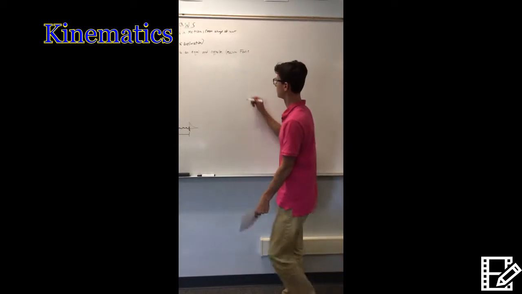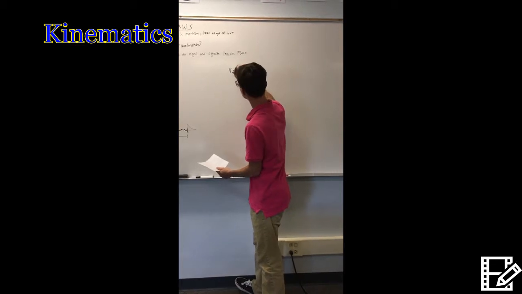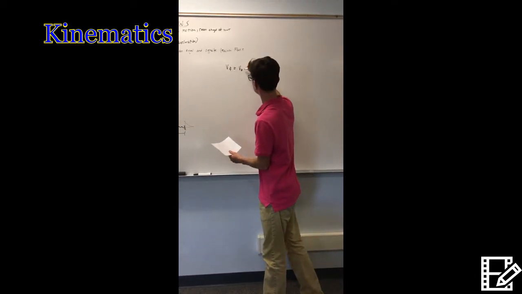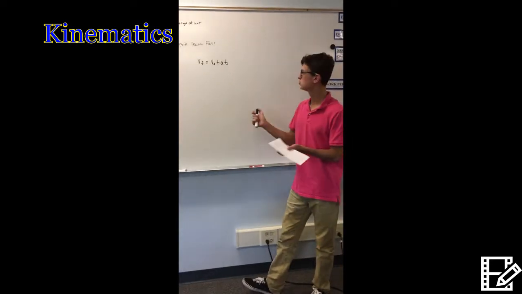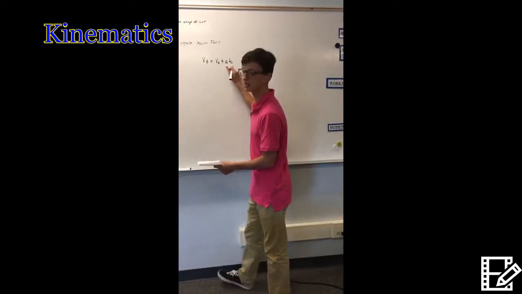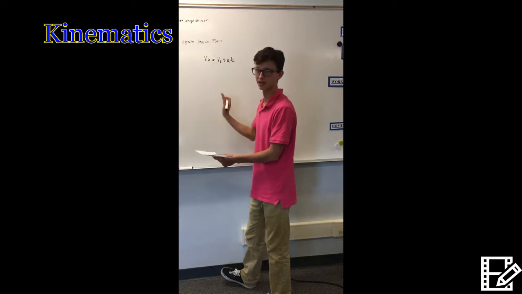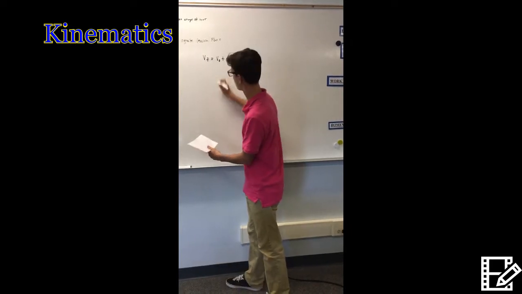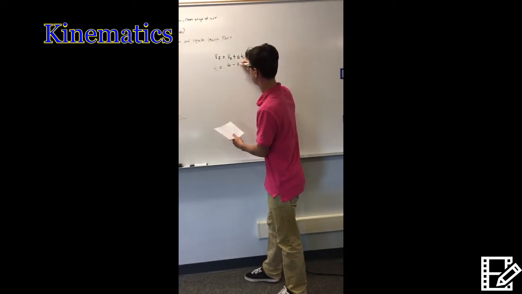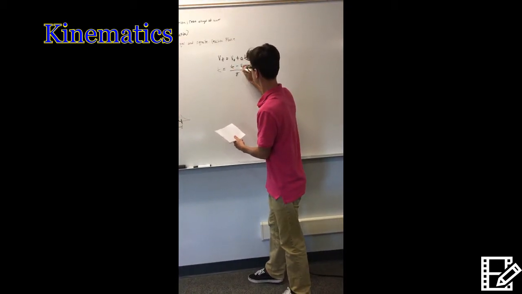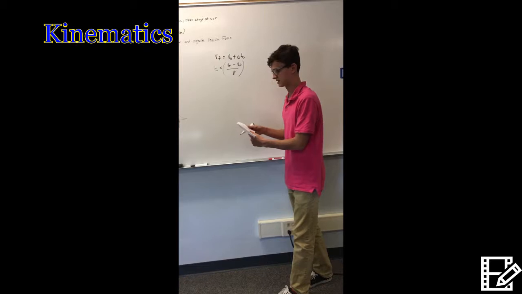Now, the first thing we need to know is the simple kinematics equation, V final equals V initial plus acceleration times time. We can manipulate this equation, assuming that our acceleration in the y plane is gravity. So time equals V final minus V initial over G. So that's our equation for time. We'll come back to that.